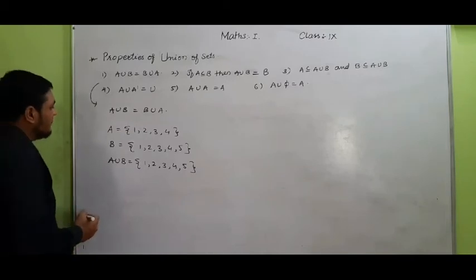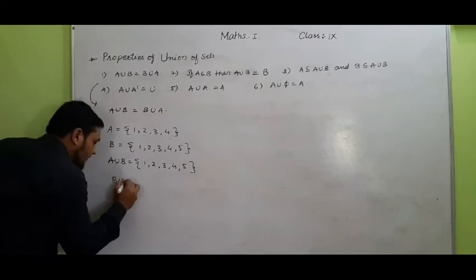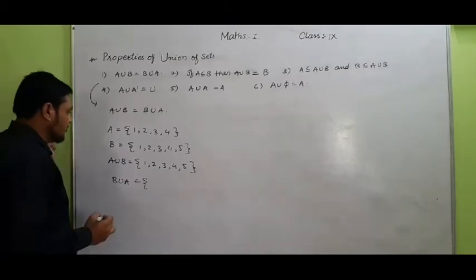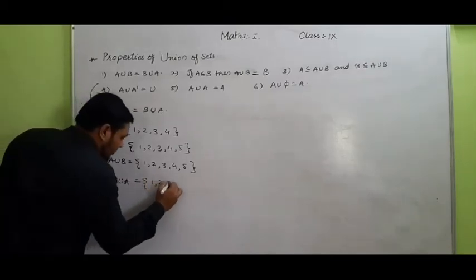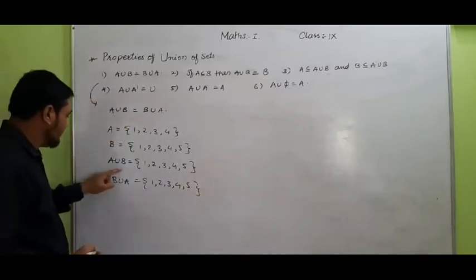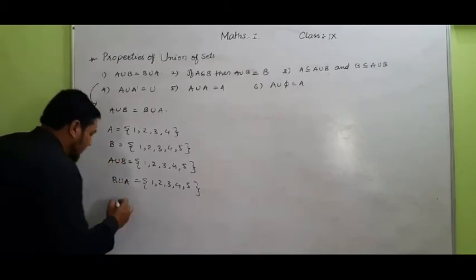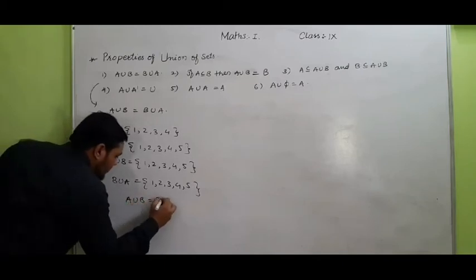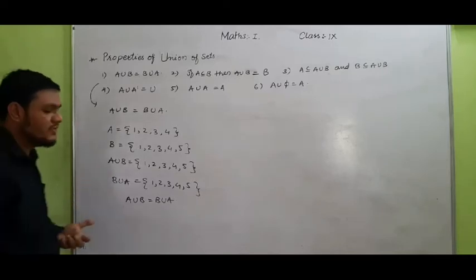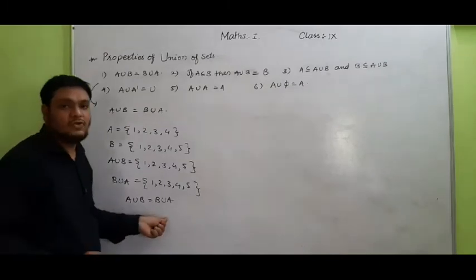So we have taken A union B, now we will find B union A. So this B union A will contain all the elements of sets A and B. So we can say that it will also contain elements 1, 2, 3, 4, 5. So in the first set we are taking the union of A and B, and in the second set we are taking the union of B and A. So this will contain the same elements, so we can say that A union B is equal to B union A. Means in the union of both the sets, whether we take A union B or B union A, both will contain the same elements.